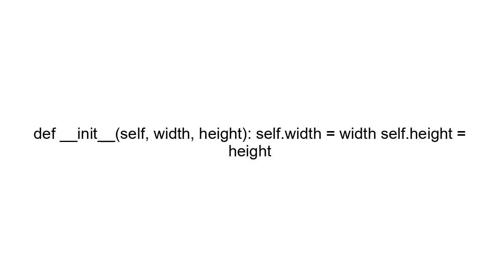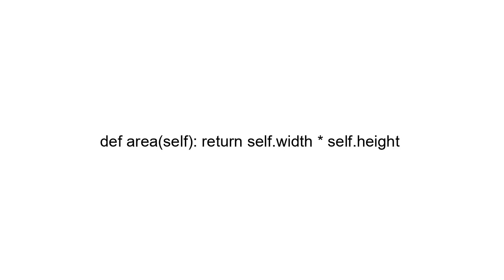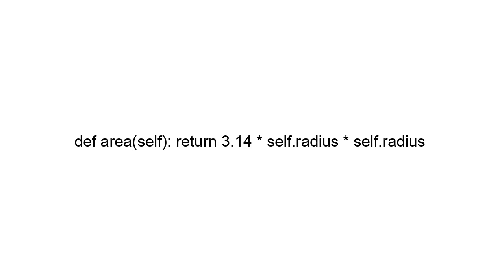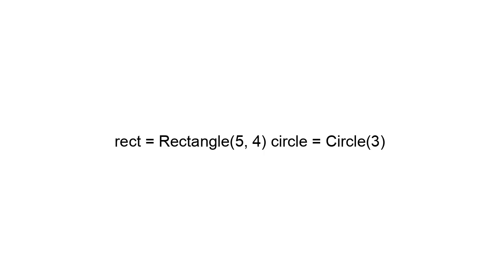class Circle(Shape): def __init__(self, radius): self.radius = radius. def area(self): return 3.14 * self.radius * self.radius. rect = Rectangle(5, 4). circle = Circle(3). print(rect.area()). print(circle.area()). Output: 20, 28.26.